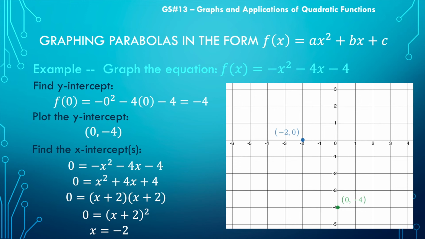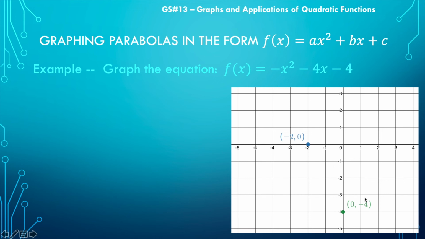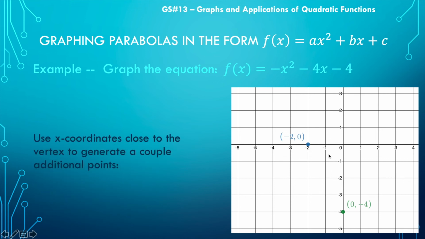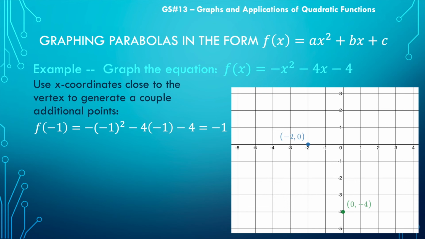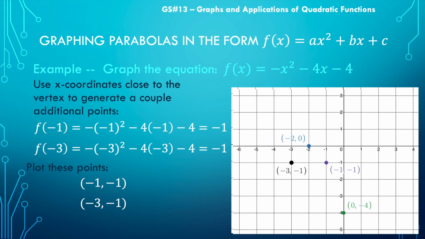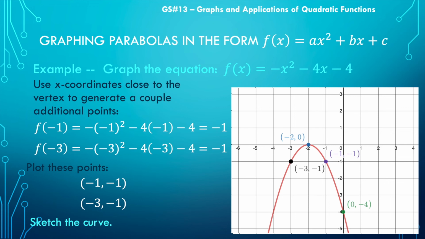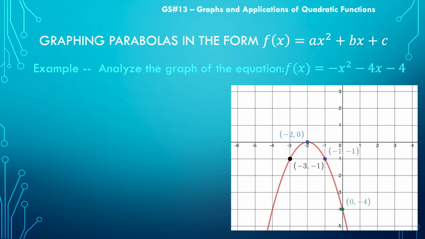But let's go ahead and add a couple more points. Some x values close to my vertex, we'll go to the left one and to the right one. So we'll do f of negative 3 and f of negative 1. So f of negative 1 is negative 1 when I sub that in, and f of negative 3 is also negative 1. So when I plot those 2 points, I get that U-shape emerging, and I'm ready to sketch my curve. Okay, pretty graph. That just shows how geeky I am. All right, so then let's do the analysis.